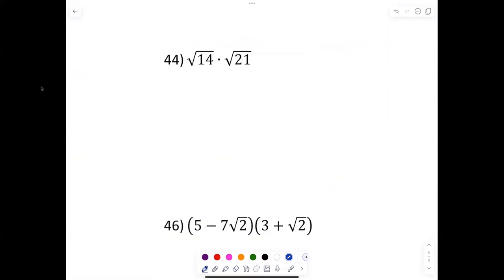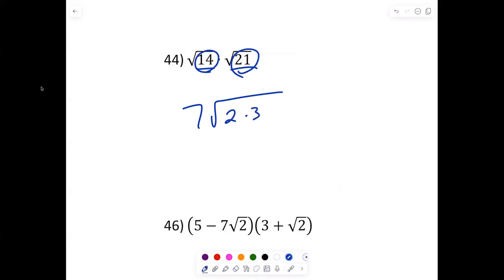All right, what's common with 14 and 21? Right, so we throw down a 7. What's left behind? So my answer was 7 radical 6. Anybody have a problem with that? Anybody? All right, here we go on 46.